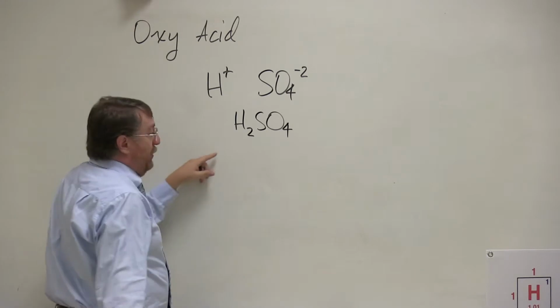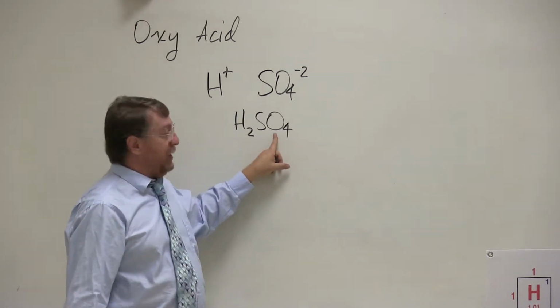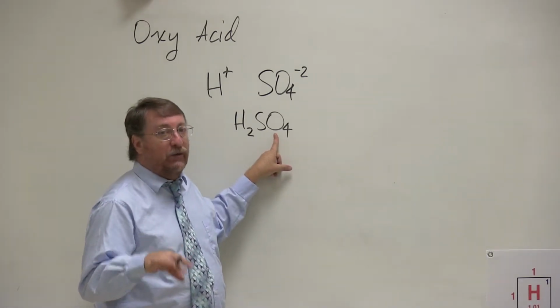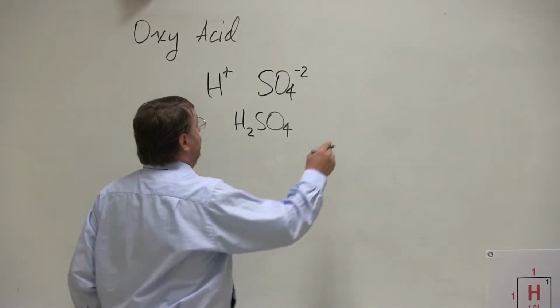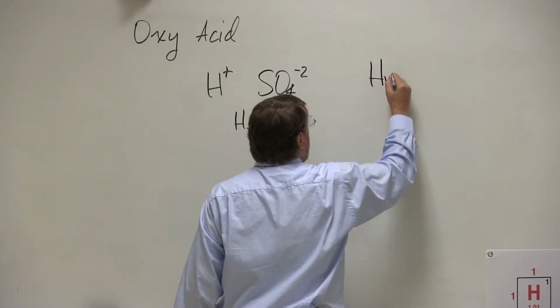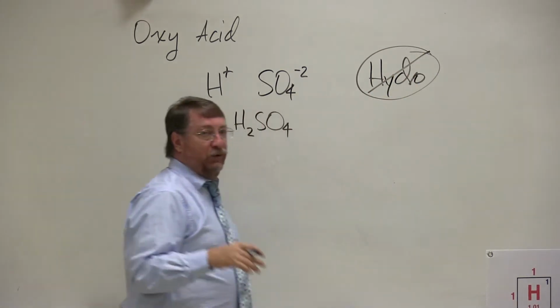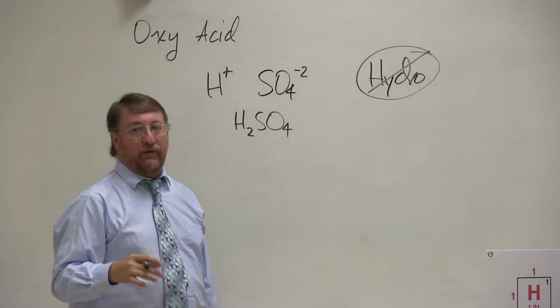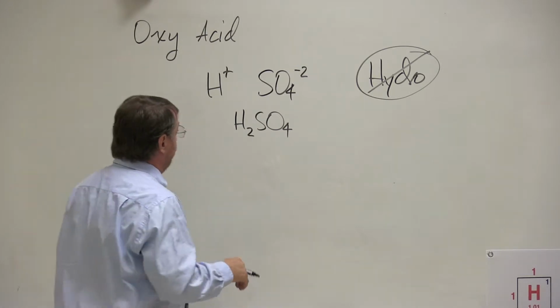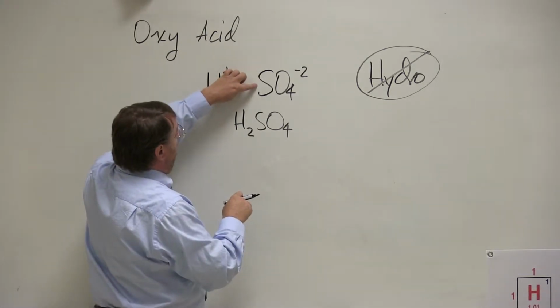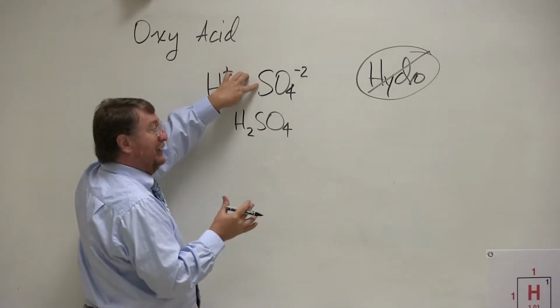H2SO4. The way we name that acid is, if there's oxygen present, we do not use the prefix hydro. So we can just write hydro here and cross that out. We do not use the prefix hydro anytime the acid contains oxygen. So we're going to ask, what is our polyatomic ion? In this case, it's sulfate.